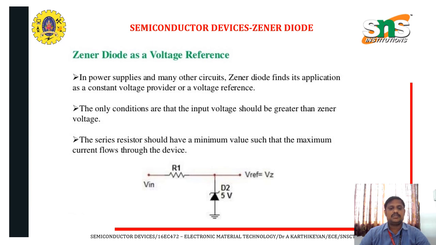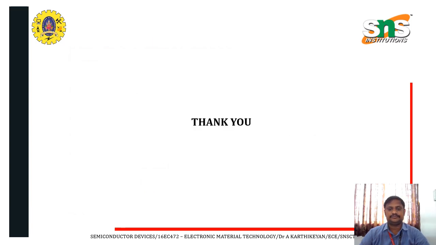The Zener diode is used as a voltage reference. We have the reference V in and V out, the resistance R1 and the diode's value. High voltage can be used with the Zener diode. In power supplies and many circuits, Zener diodes find applications such as providing constant voltage and voltage references. Conduction occurs only when the input voltage is greater than the Zener voltage, and the resistor should have a value that limits the maximum current flowing through the device. This is the main thing about the Zener diode. Thank you.